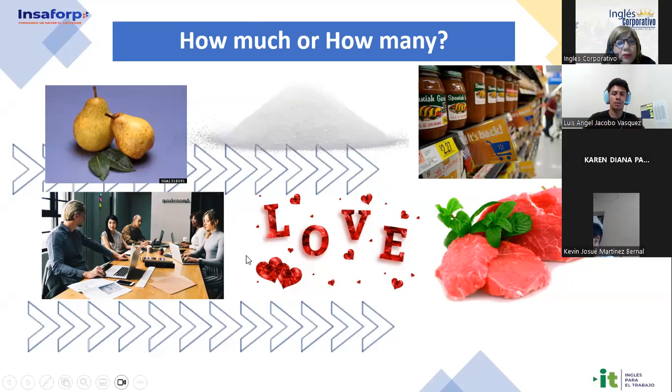Okay, now let us make sentences. Okay, Luis, make a sentence using how much or how many? Well, no, the sentences are questions. They ask me a question using how much or how many. According to the noun, you decide if you use how much or how many.